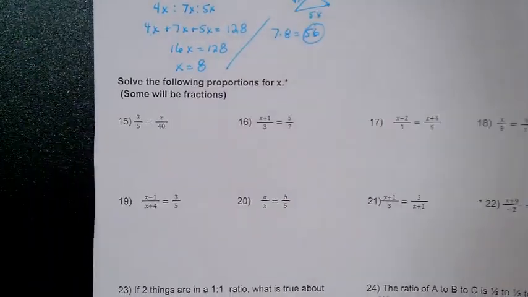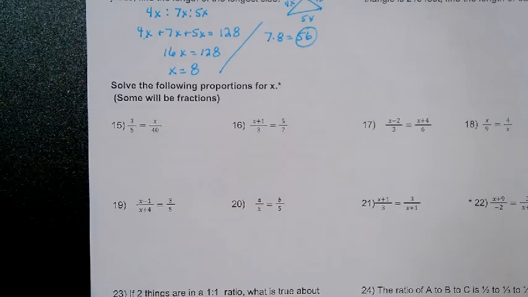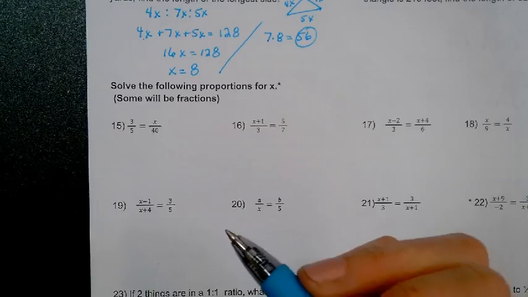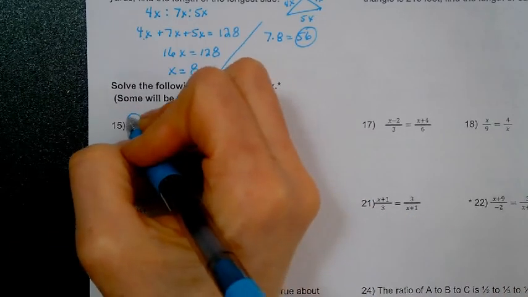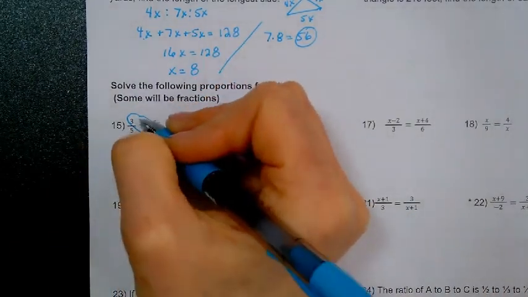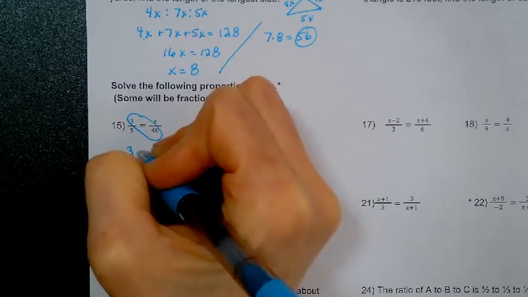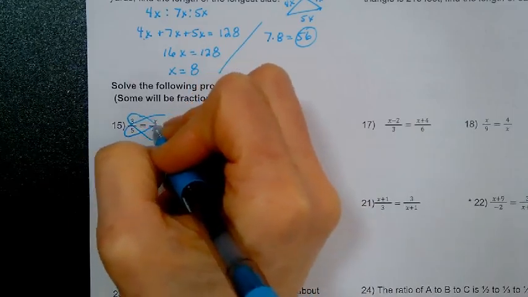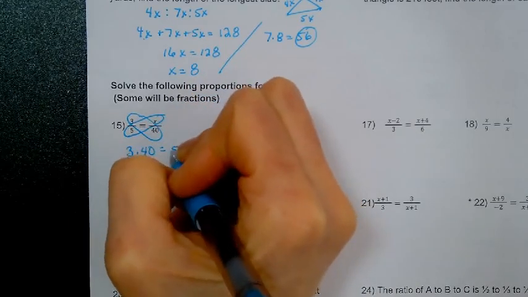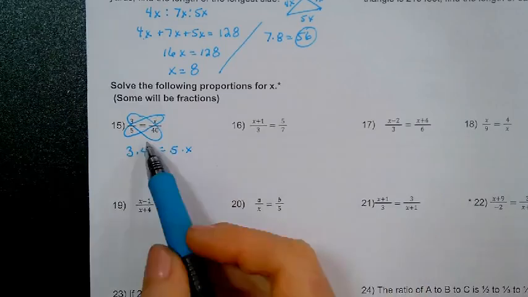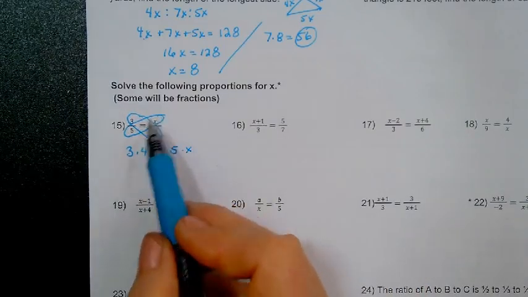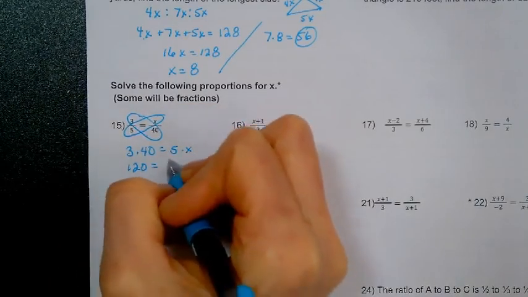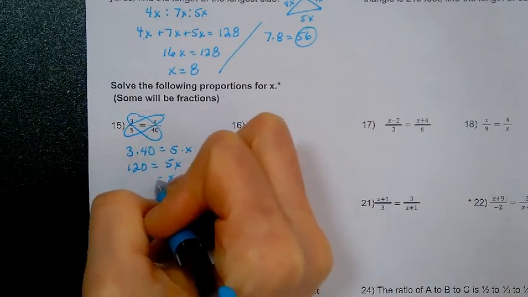Okay. To solve proportions, we use the cross product property, which means I could make like a butterfly here, and I can take the top of this fraction times the bottom of that one. That's 3 times 40, and that's going to equal x times 5, or 5x. So I multiply these two together, and that's going to be equal to these two together. That's 120 equals 5x. Divide by 5, x equals 24. And we've solved.